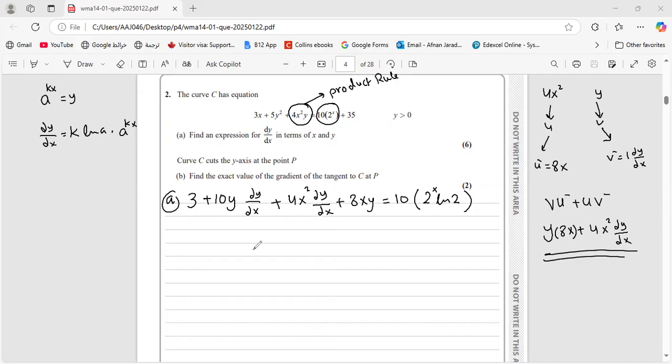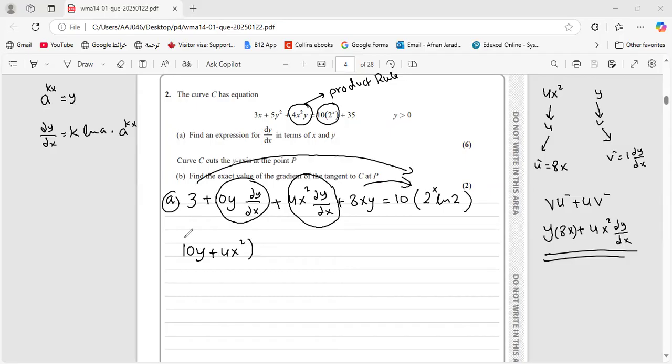It is 0. Now take dy over dx to one side and the others to the other side. It will be 10y plus 4x squared multiplied by dy over dx equals 10 multiplied by 2 to the power of x ln 2 minus 3, taking 3 from this side to the other side, and minus 8xy.